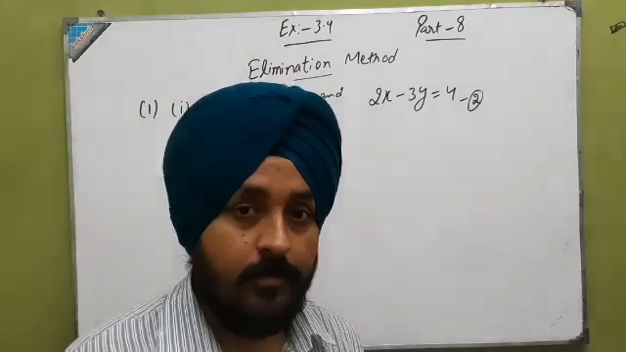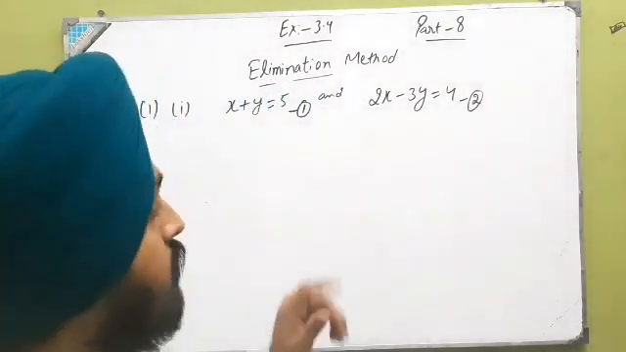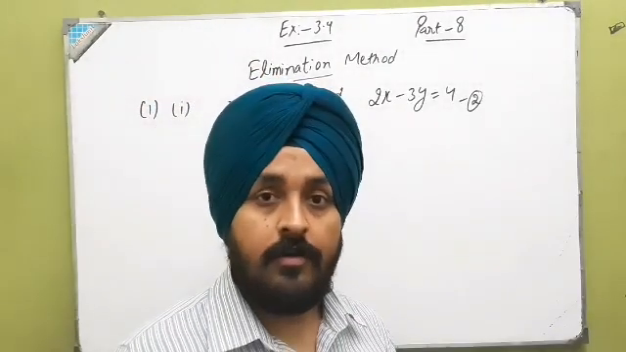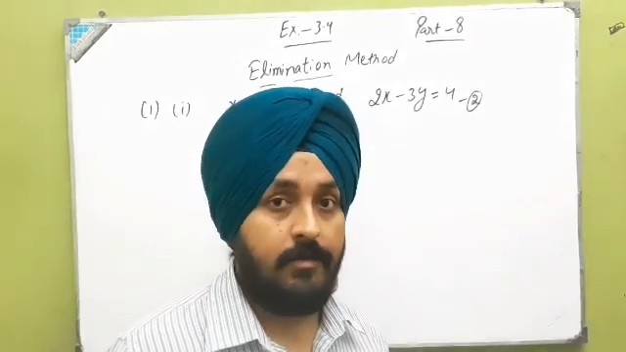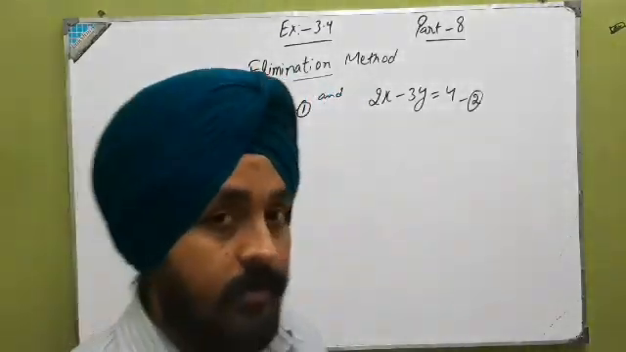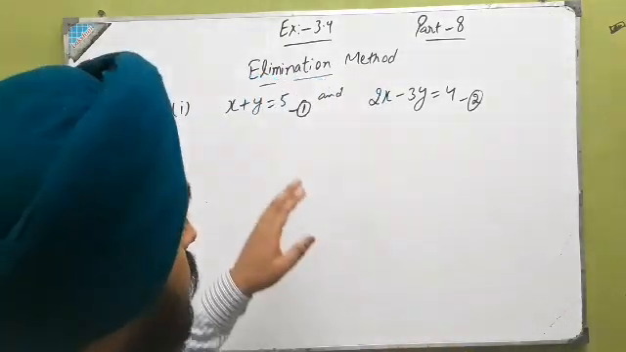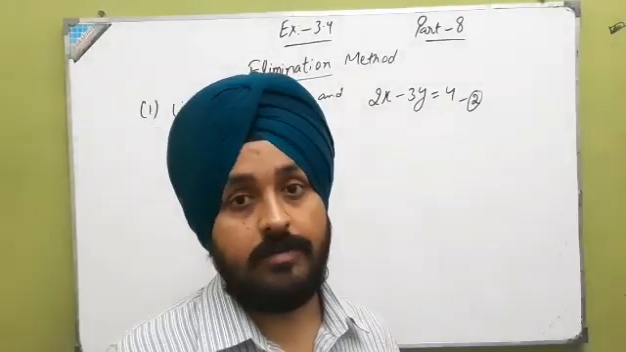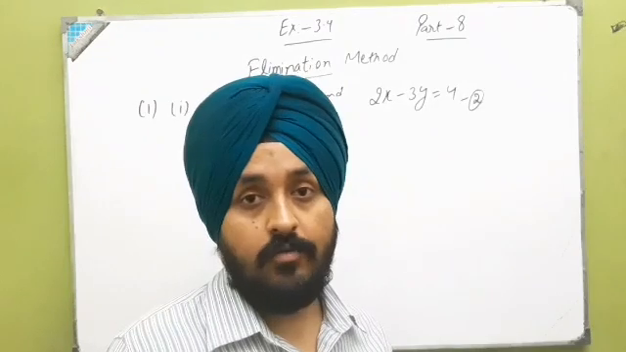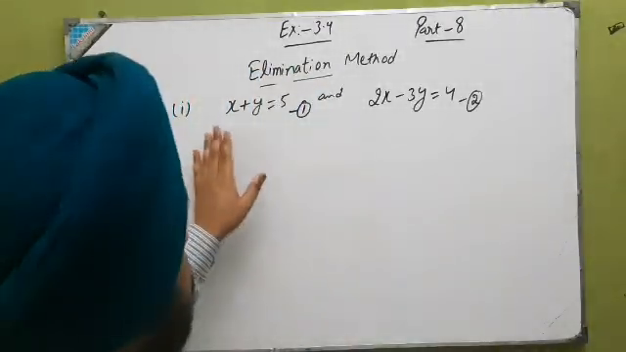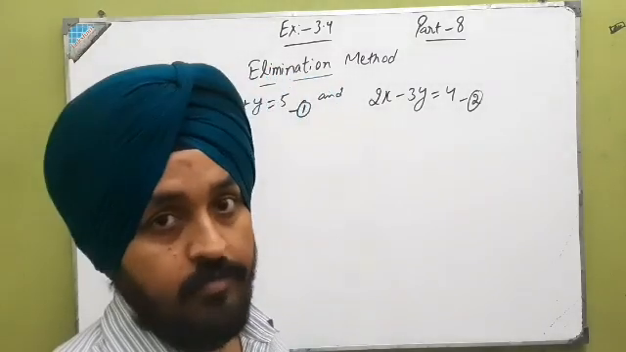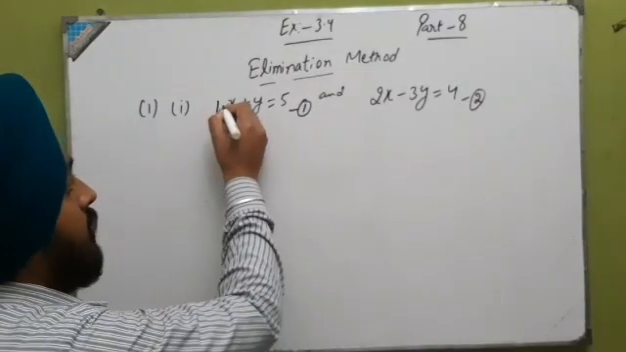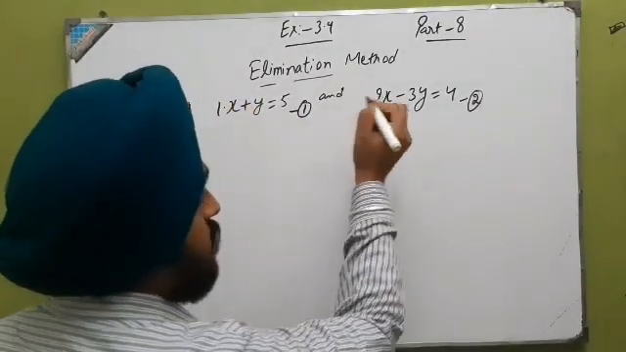It is very clear from the name of the method. You have to eliminate any one variable first. You can eliminate x variable or y variable, any one, to find out the other variable's value. The main thing in this method is that you have to focus on the coefficient of the variable which you want to eliminate first. Suppose I am selecting variable x to eliminate, so I have to check the coefficients. In equation first, the coefficient of x is 1. In equation second, the coefficient of x is 2.